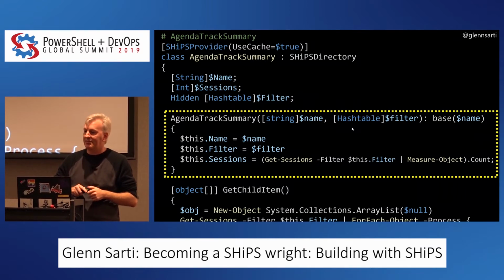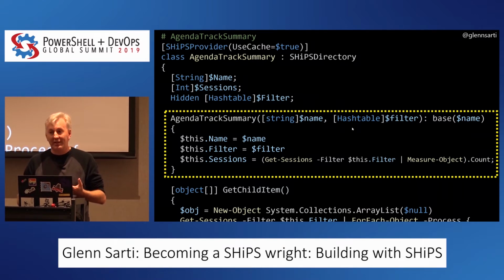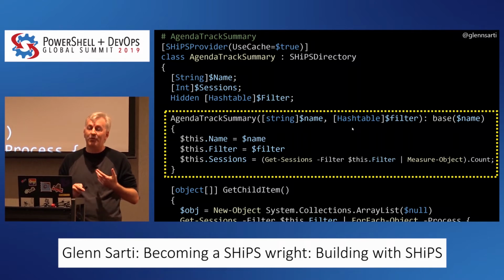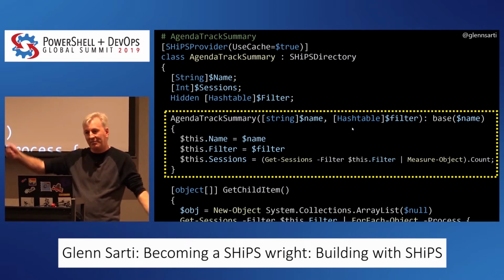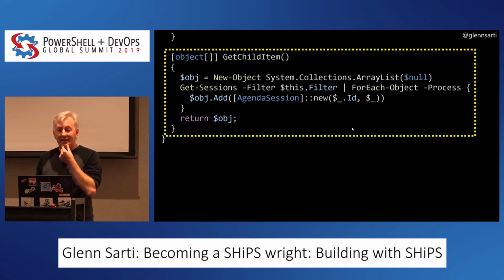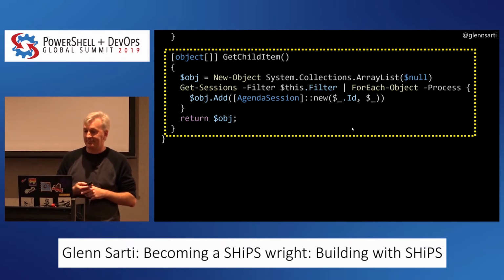Then we have the constructor. Like normal, it has a name. It also has the filter that this track summary will use. And you can see how we can use the get session helper function down the bottom there. It makes it easy to read what's going on instead of having massive bits of code in there. And finally, because this is a SHiPS directory, we need the get child item method, where we get all of the sessions based on the filter and then create agenda sessions for each item.